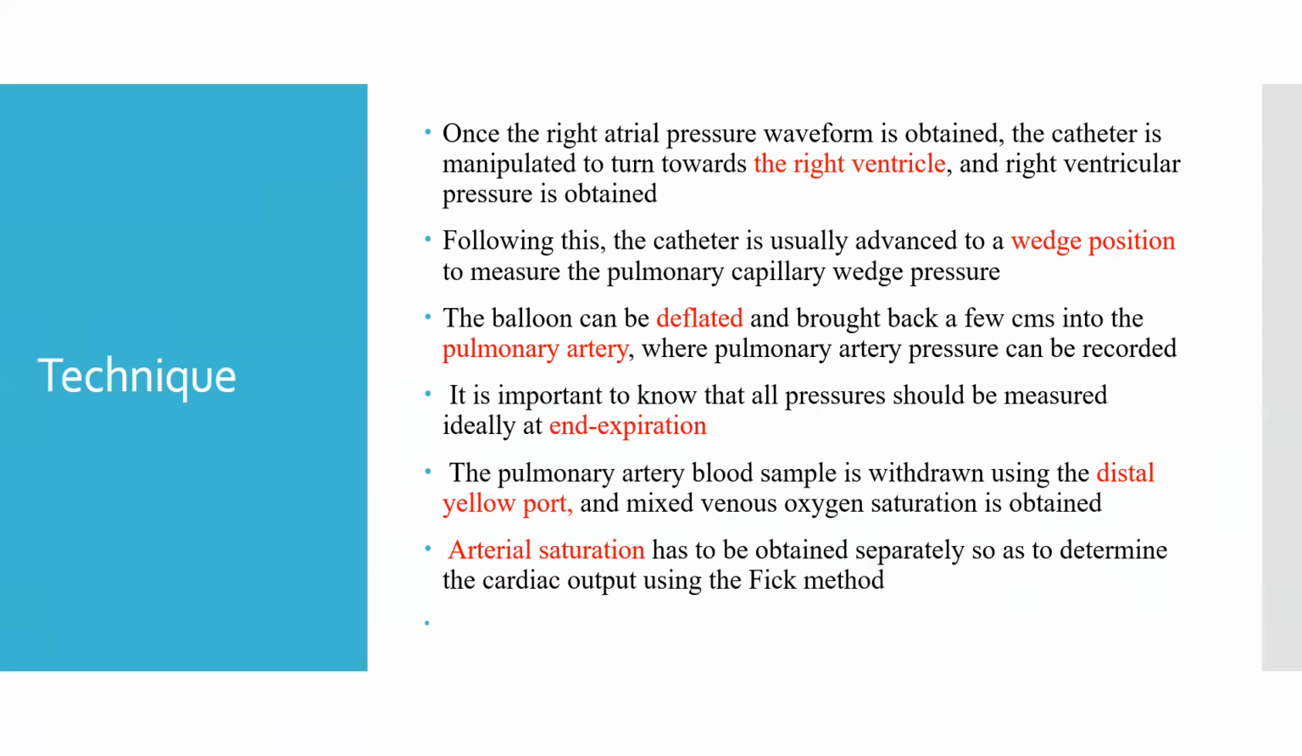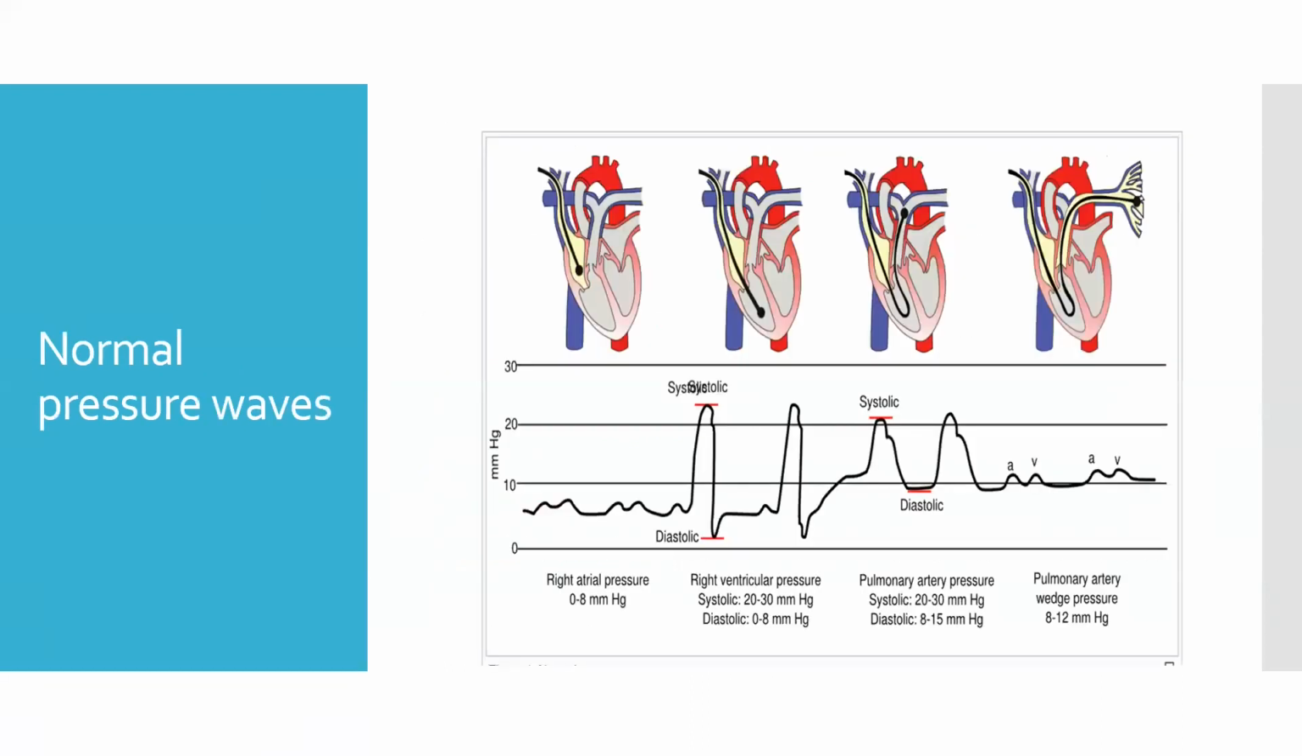That's about the technique. These are the normal pressure waveforms. The right atrial pressure, which is composed of 3 positive spikes and 2 negative spikes we will mention later. And the normal right atrial pressure is around 0 to 8 millimeters of mercury.